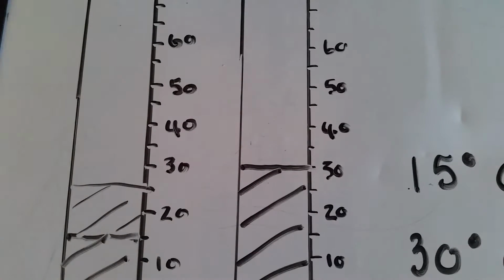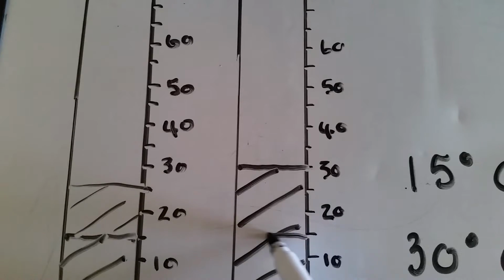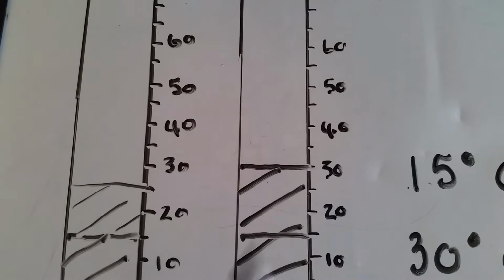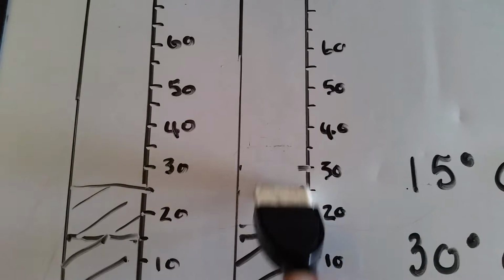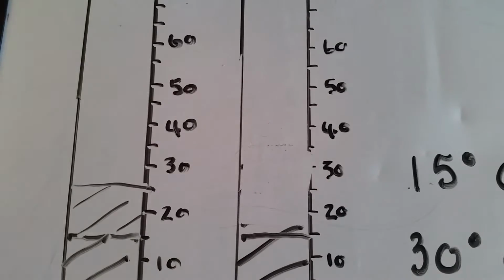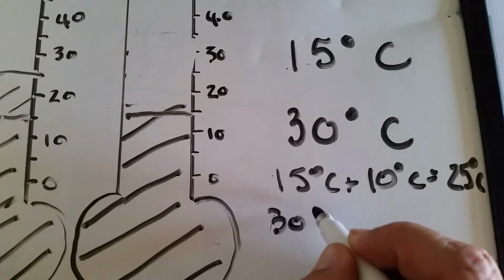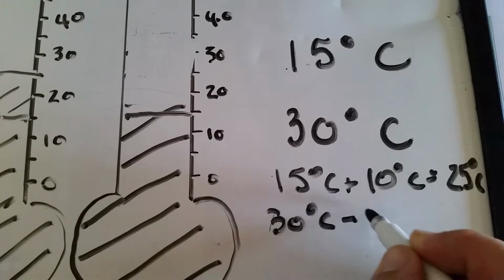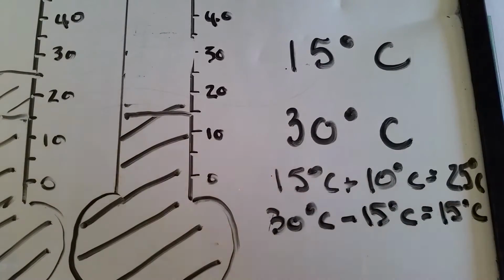And if we were to look at the 30 degrees Celsius and say it went down by 15 degrees. So we'd come 5, 10, 15, and it would drop down to here. So you could either cross that out or just rub it out. So that is 30 degrees Celsius minus 15 degrees Celsius equals 15 degrees Celsius.